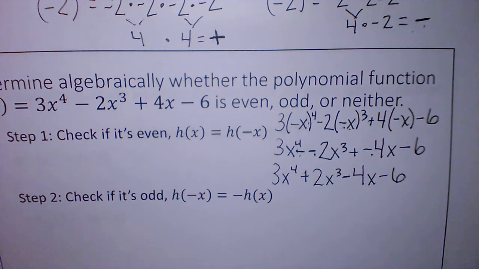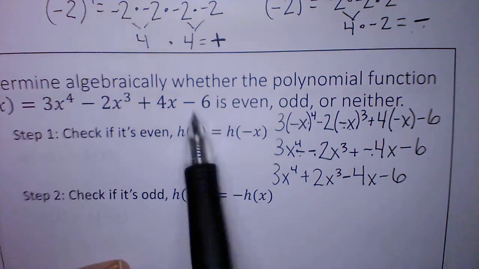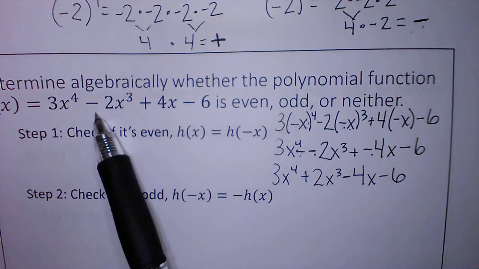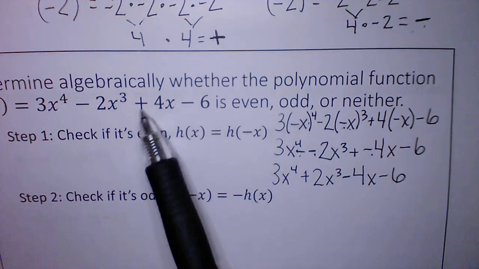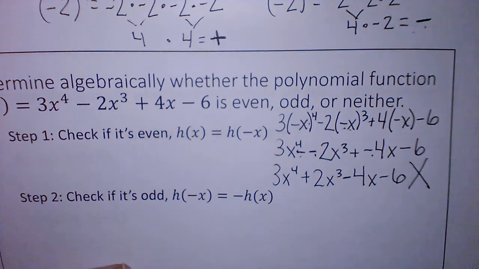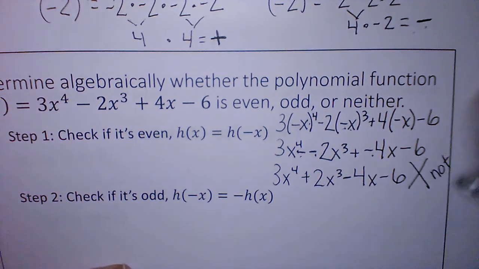And the question we're asking when we're saying, is this even? We want to check and see if this is the same as this. Well, it's very similar, but we have a negative 2 here and a positive 2 here, a positive 4 here and a negative 4 here. So these are not the same, so it's not even.